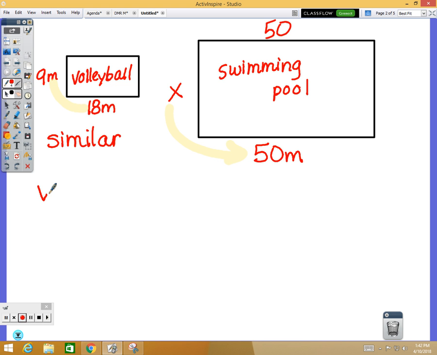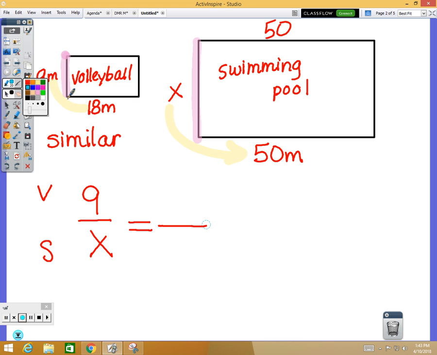So for instance, if I talked about my volleyball court on top, and I'm going to do my swimming pool on the bottom, the 9 in my volleyball court, the 9 side, matches up with what side in my swimming pool? Let me say that again. The 9 side in my volleyball court matches up with the X in my swimming pool. Very good. So when I make a ratio, the 9 and the X match up, correspond to each other. Okay? The ratio of the 9 and the X is going to be equal to the ratio of your other two sides. The 18 in the volleyball court corresponds with the 50 in the swimming pool.